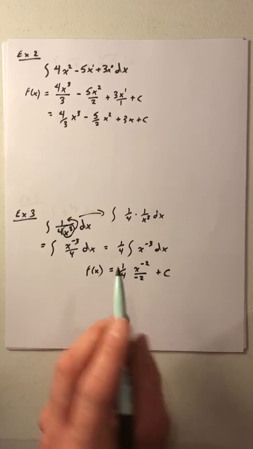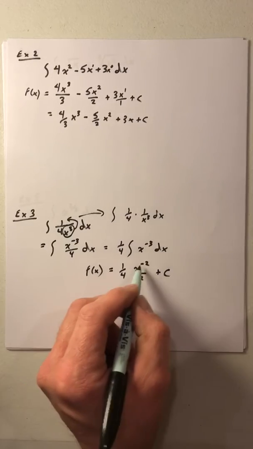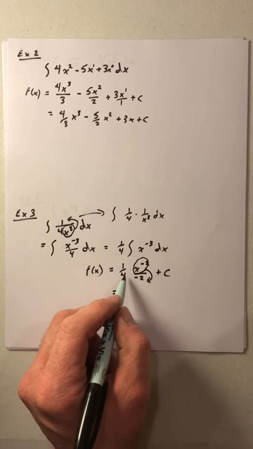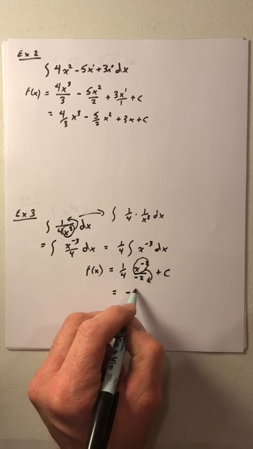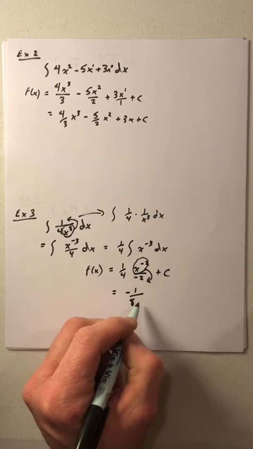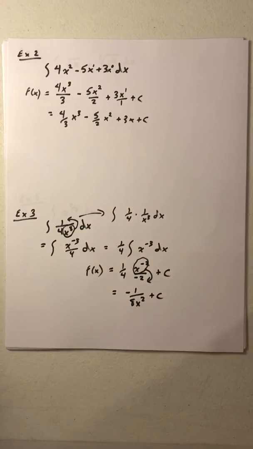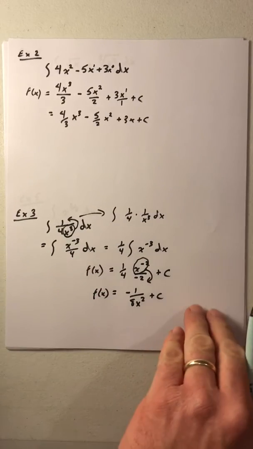I can clean this up because you know I don't like negative exponents, so taking this x to the negative second back to the bottom. We can also multiply our 4 and our negative 2, so we get negative 1 over 8x to the second plus c. And that's going to be our final answer for this point in time.